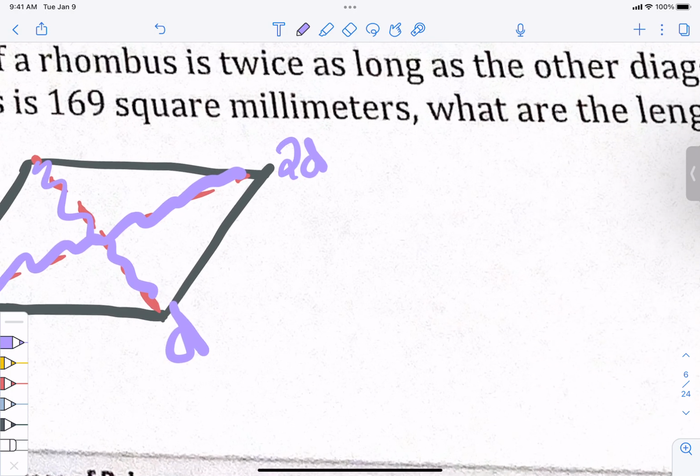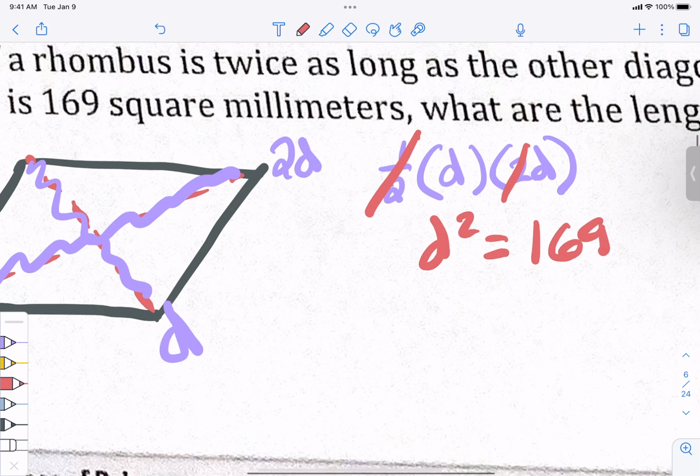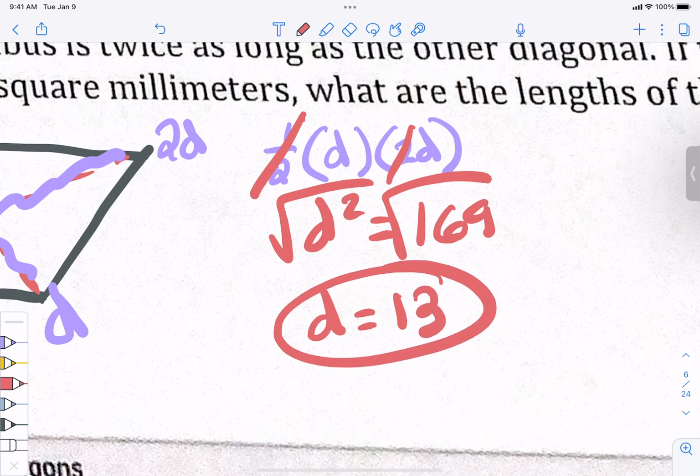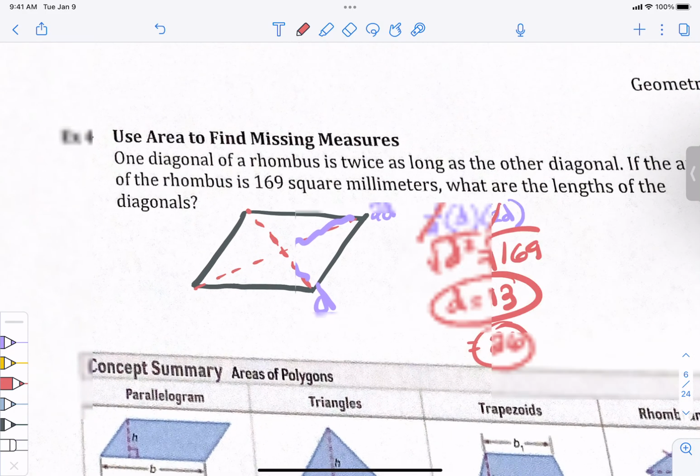All right, to find the area, we do half of diagonal 1 times diagonal 2. Half of D times 2D, yeah? So, 169, yeah. Half and 2 are going to cancel out, right? Okay, so we have D squared equals 169, and then what? Take the square root, right? What's the square root of 169? 13. So one of the diagonals is 13. What's the other one? 26. That's the second diagonal. Yeah? Does that make sense? Because they're double. One is one length and one is double.